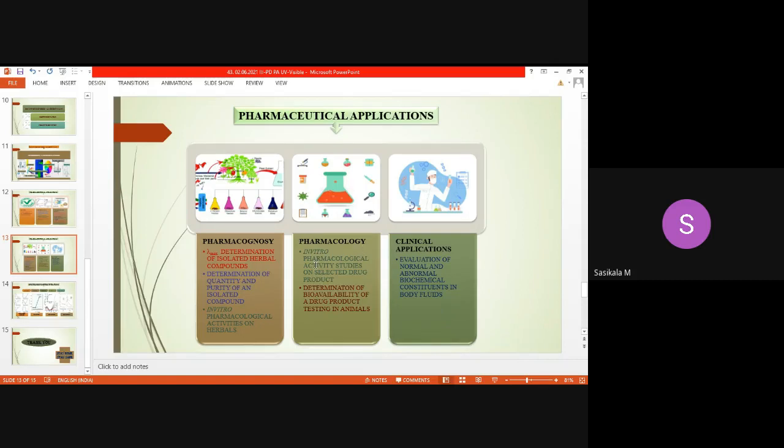In pharmacology, they will perform the same in vitro pharmacological activity study of a selected drug product. In the in vitro pharmacological study, the blood sample is collected, the reagent is added, and the color intensity is analyzed through UV visible spectroscopy. Then determination of bioavailability of a drug product, testing in animals. This is all carried out using UV visible spectroscopy. Clinical applications are evaluation of normal and abnormal biochemical constituents in body fluids. You would have already done this in medicinal biochemistry. Normal and abnormal bioconstituents from body fluids you should have analyzed using the UV visible spectroscopic method.